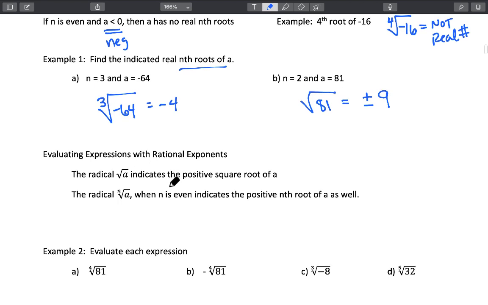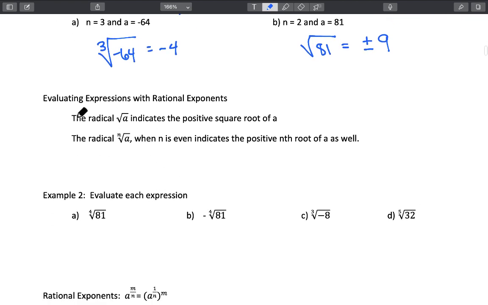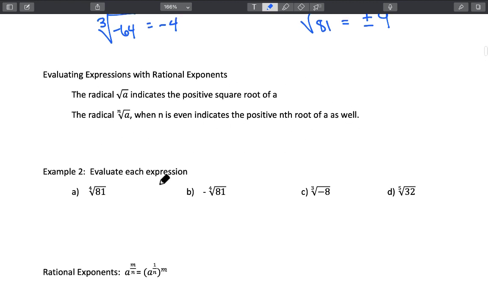So when we evaluate expressions with rational exponents, we say that the radical, the square root of a, indicates the positive square root of a. And the radical nth root of a, where n is even, indicates the positive nth root of a as well. Now that's when we're solving equations using radicals.